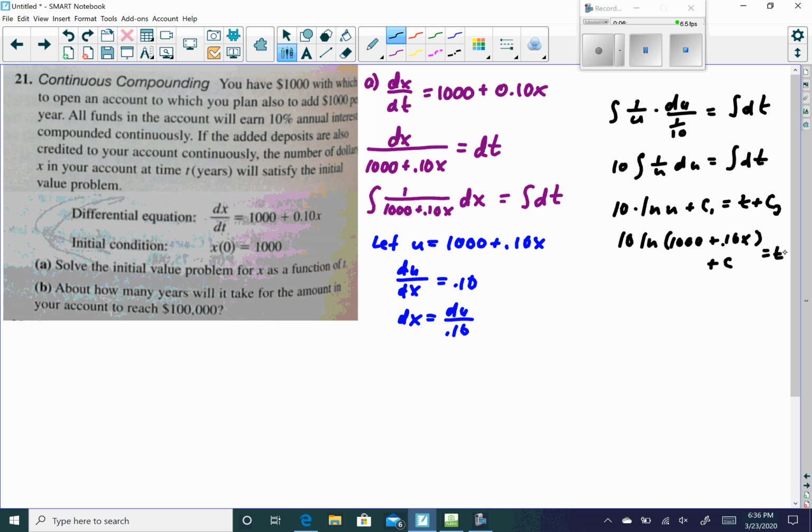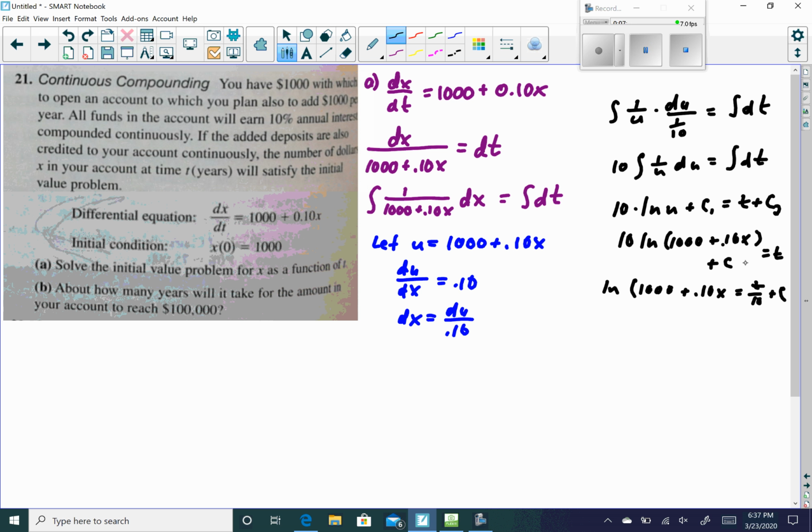Alright, so we want to solve for x now. So actually I could bring that back to the other side. So we could say the natural log of 1,000 plus 0.10x is going to equal t over 10 plus c. Again, I could just move that c over to either side right now. It doesn't matter if it's positive or negative.